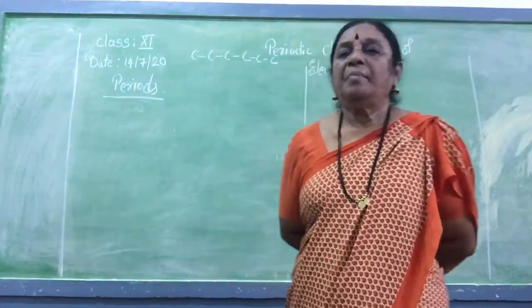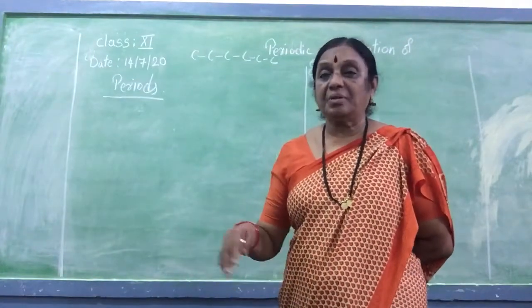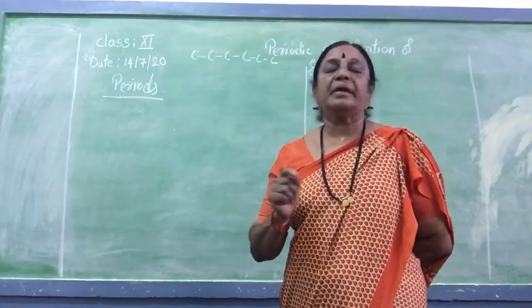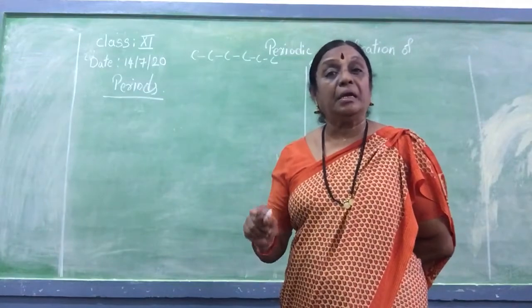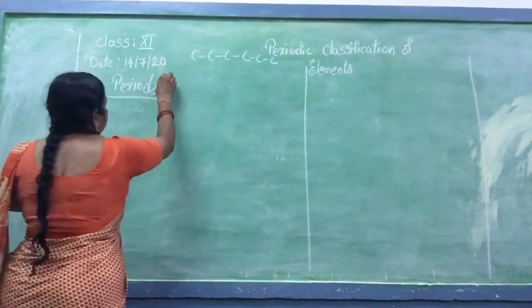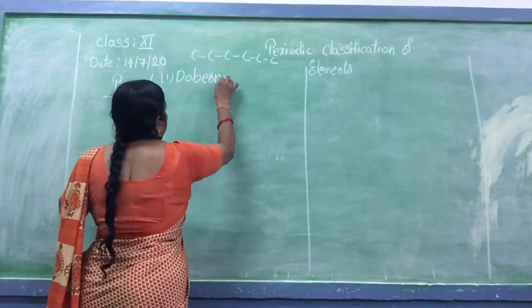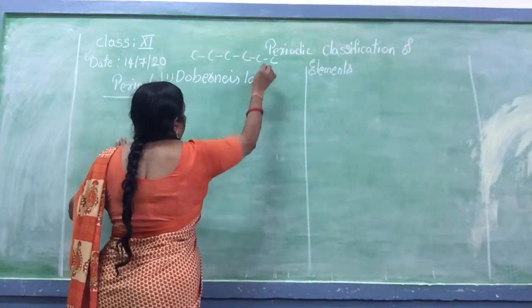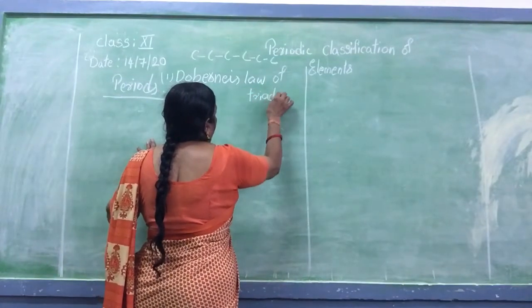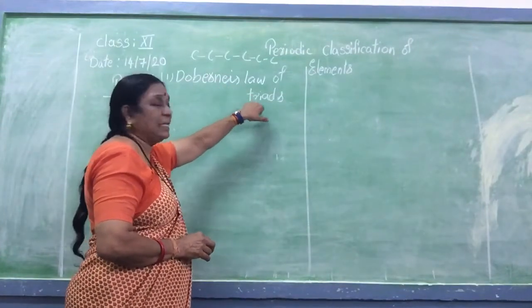Now let us start. Many scientists tried to classify the elements. Out of those scientists, the first scientist is Dobereiner, with the law of triads. The first classification, children. Dobereiner's law of triads. Triad means 3.